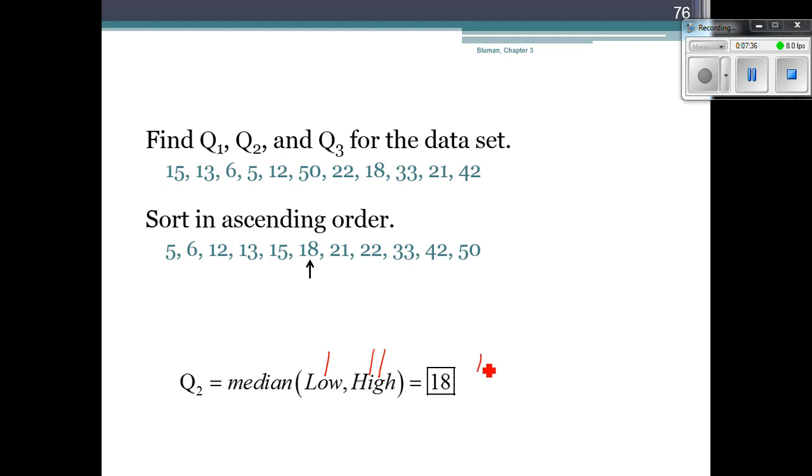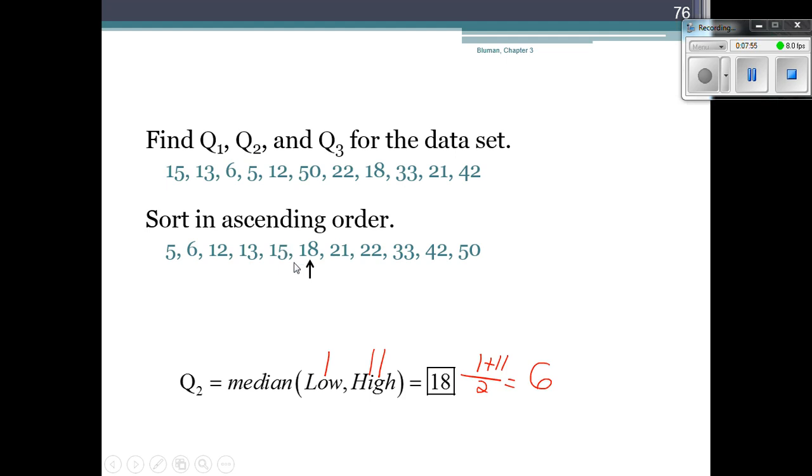Well, I add those up, divide by 2. 11 plus 1 is 12. 12 divided by 2 is 6. So it's my 6th number. 1, 2, 3, 4, 5, 6, 18. Okay, that's very similar to what we've done before.